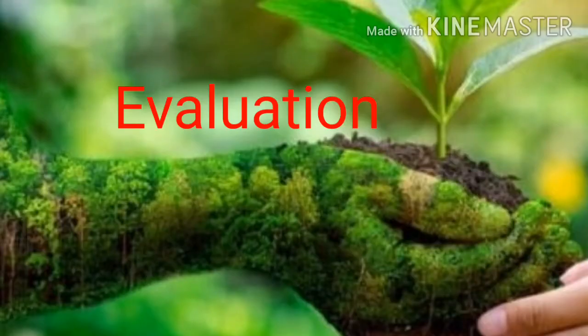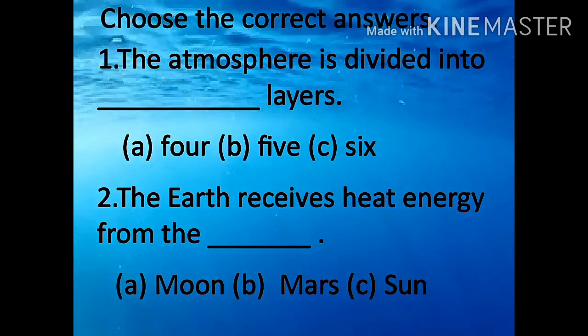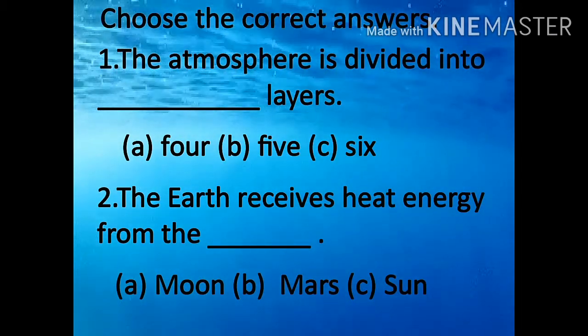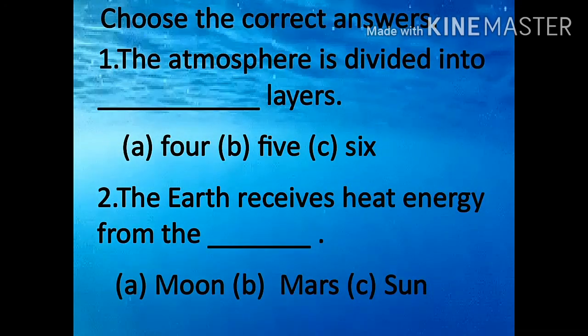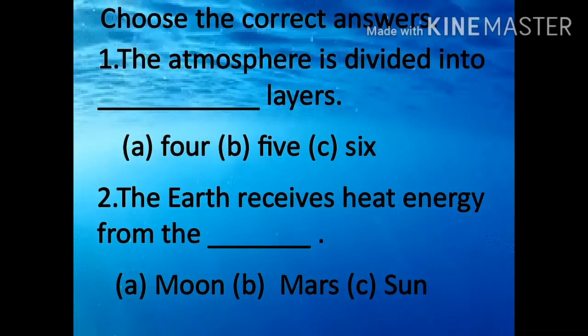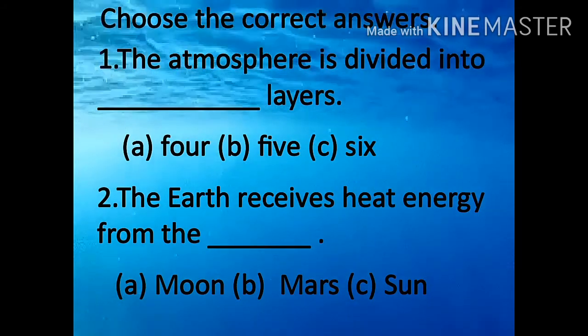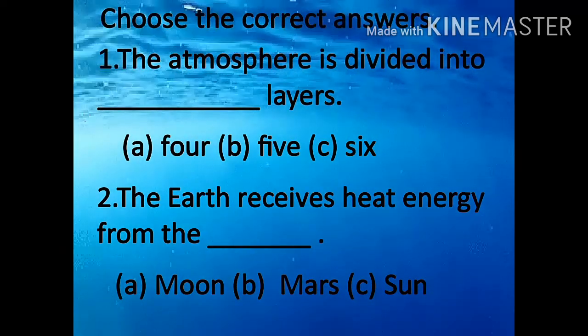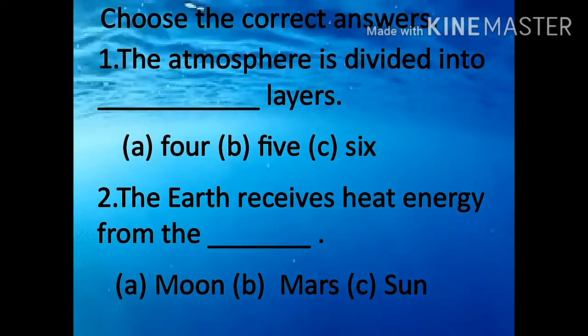Children, it's time for questions. Once again, you can go through the story and answer those questions. Choose the correct answers. First one, the atmosphere is divided into dash layers. Option A 4, option B 5, option C 6. Second one, the earth receives heat energy from the dash. Option A moon, option B Mars, option C sun.